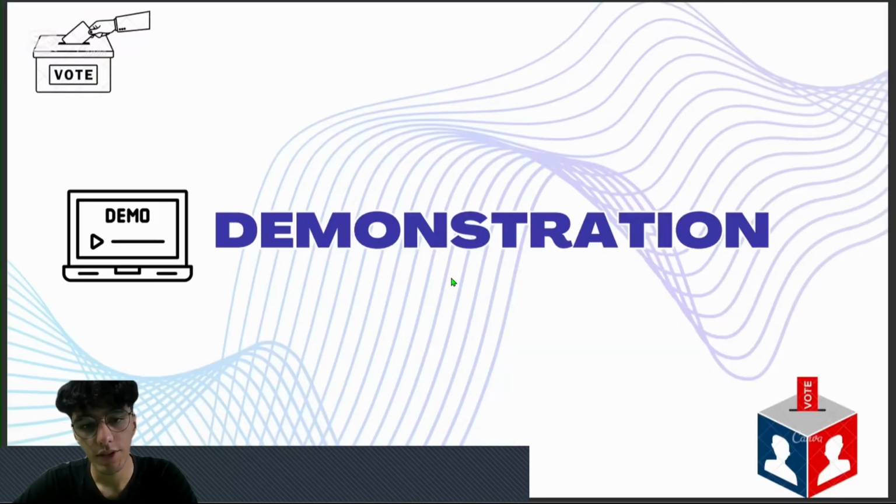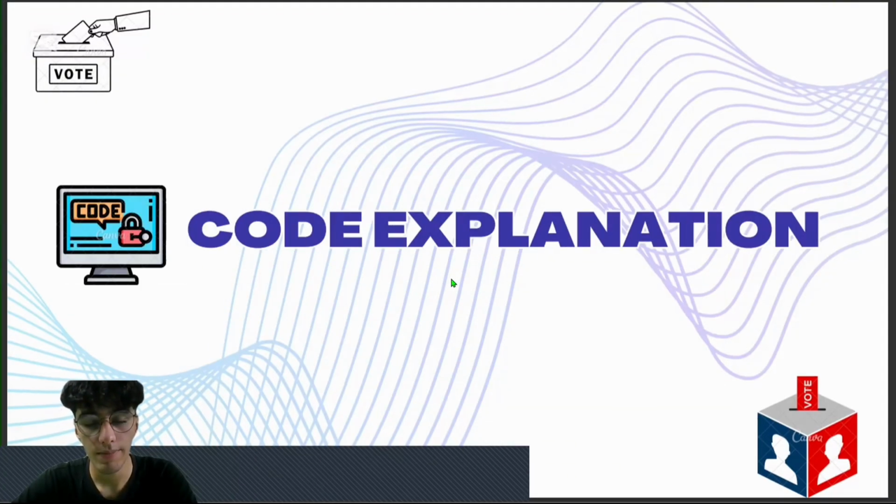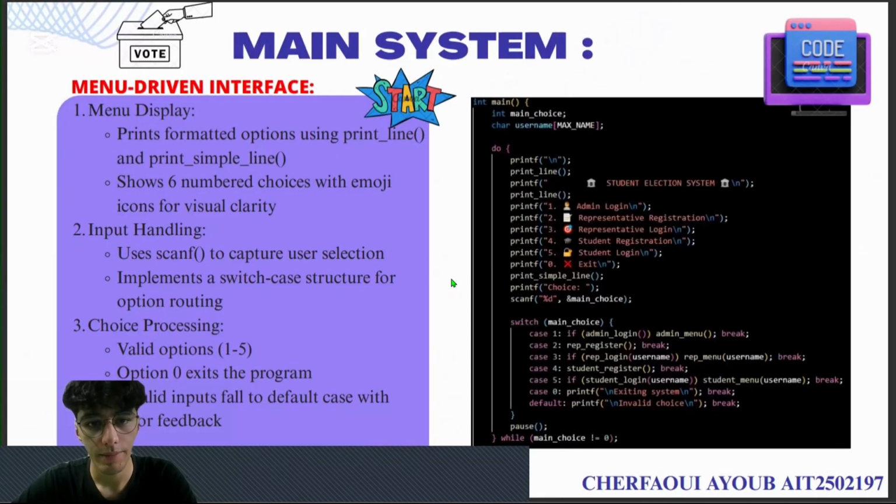After the demonstration, you can go to the code explanation. Firstly, my role as a leader was to develop the main function, which merges all the roles of my teammates. As you can see here, here is the code of the main, not too long. We use an integer main choice and a character array for the name. After that, we go to the do while loop.